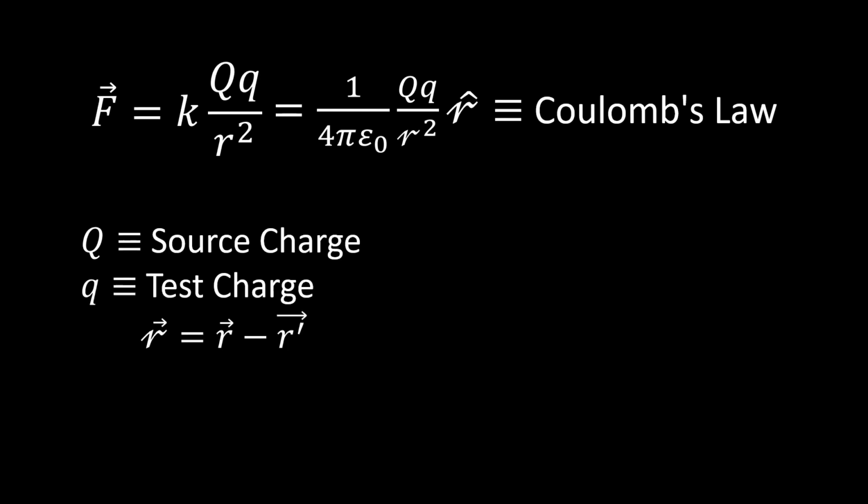Alright, now just to define a few things, we're going to define big Q as our source charge, little q as our test charge, and curly r vector is r vector minus r prime vector, where r vector is going to formally be defined as the distance between a source charge and a point charge. Let's quickly hop over to the whiteboard for a quick and easy example.